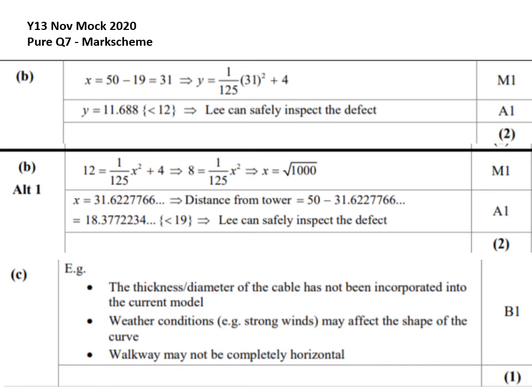Okay, so some reasons we've got here, the thickness, diameter of the cable not incorporated in the model, whether walkway not completely flat. There may be other examples that would be valid as well. Okay.